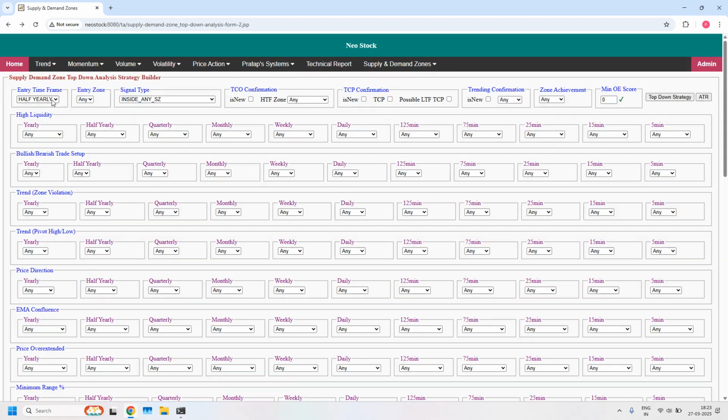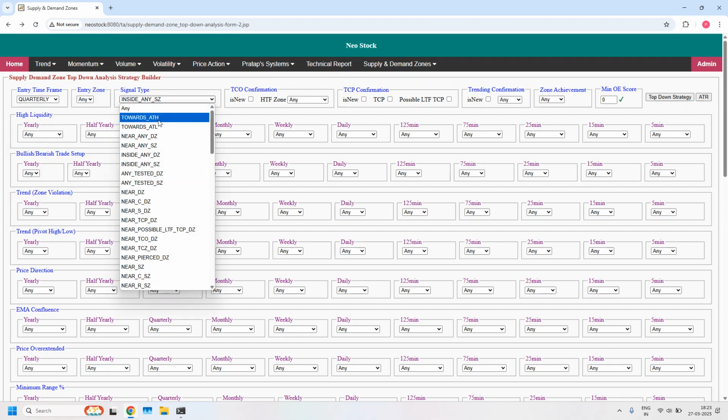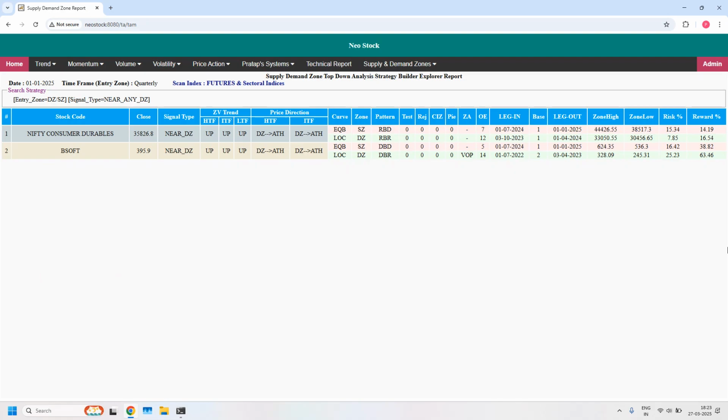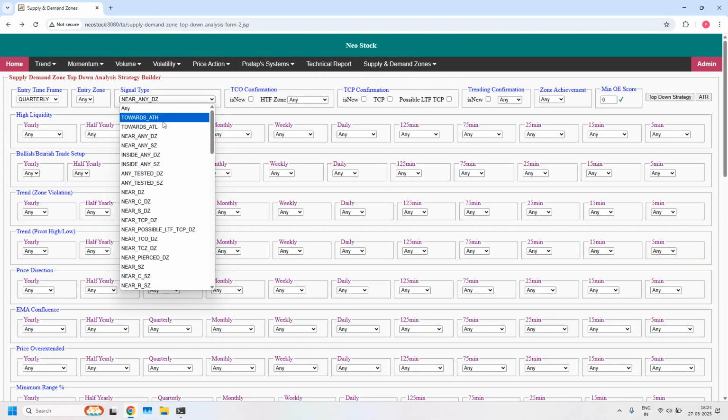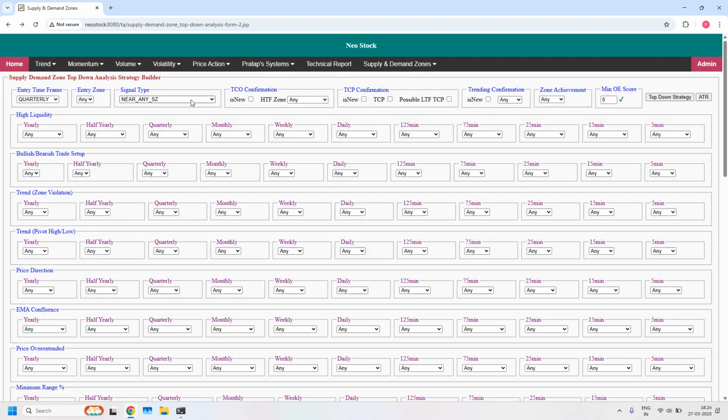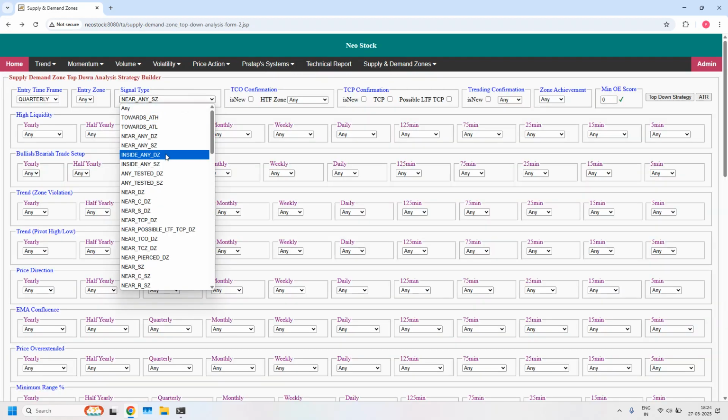So next time frame is quarterly. Stocks near quarterly demand zone. We got 2 stocks. Next, stocks near quarterly supply zone. We got 8 stocks. Next, price closed inside the quarterly demand zone.